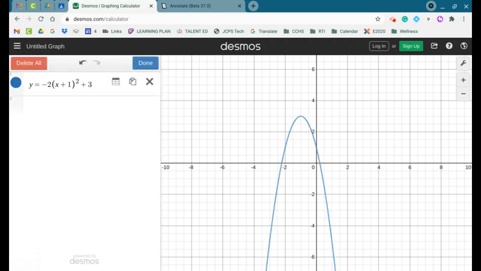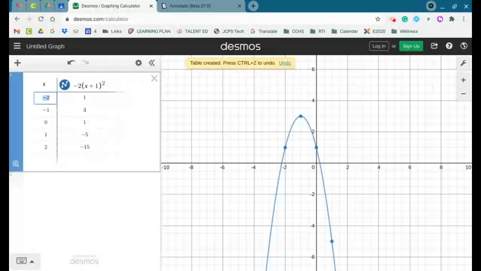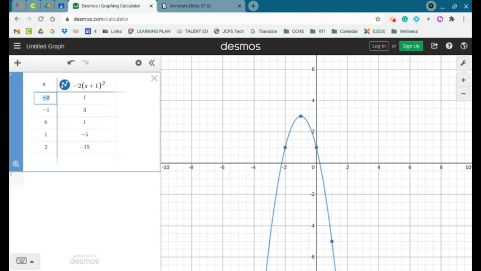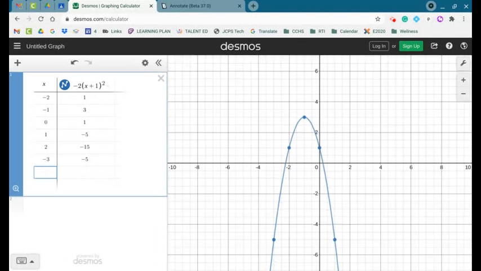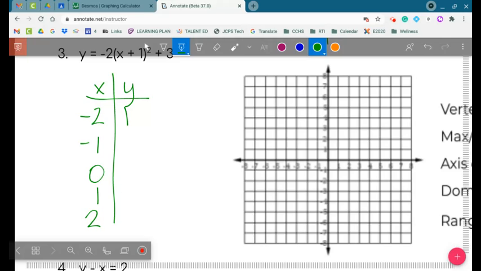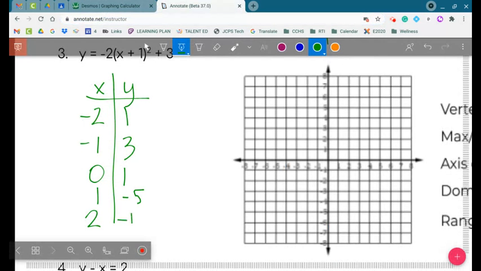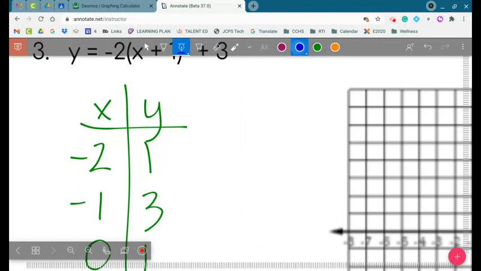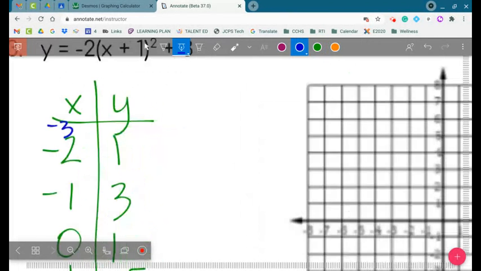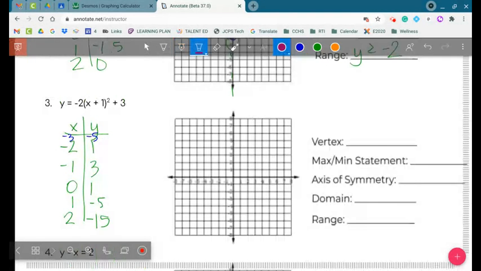Okay. And then hit your gear in the table. This is going to give me a table of points. Now I can see that this one, -1, 3, is my topmost point. So I may want to go do -3. Okay. So I have -2, 1, -1, 3. Then I go back to 1, then -5, and then -15. So the one that I looked at is -3. I kind of added up here, and that was -3, -5, just so I continue to have that U shape.